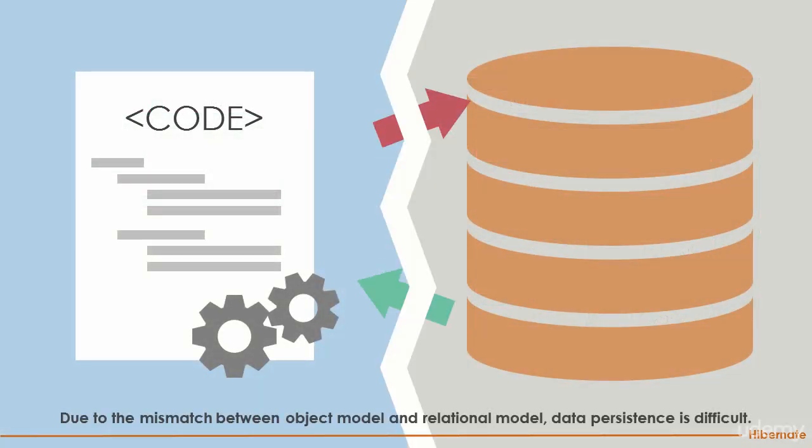You can see the mismatch. The Java code, the object-oriented model, is interconnected and focused on Java. And the relational model is more about the data and the relationships. So you can see the mismatch. And this mismatch will cause the persistence of a Java object to be very challenging.